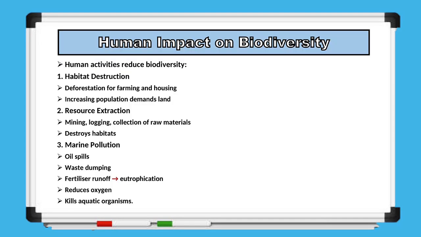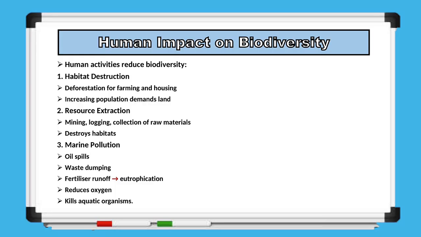Now let's discuss human impacts on biodiversity. Human activities are one of the major causes of biodiversity loss. One important cause is habitat destruction, where forests and natural habitats are cleared for farming, housing, and other developments to meet the needs of a growing population. Another cause is resource extraction, such as mining, logging, and the collection of raw materials, which destroys natural habitats and reduces the number of species that can survive there.